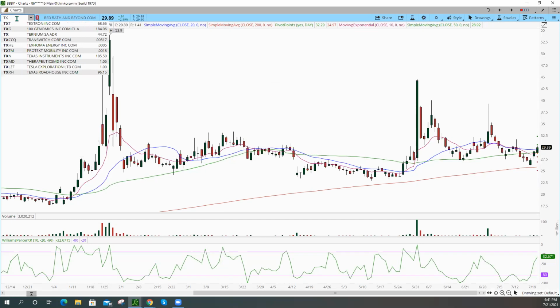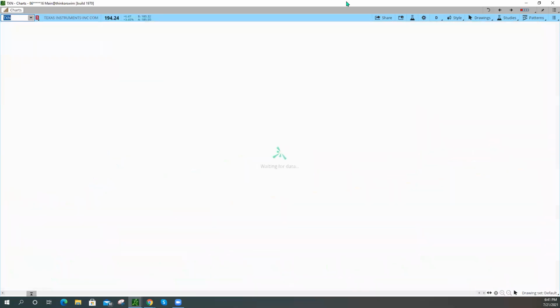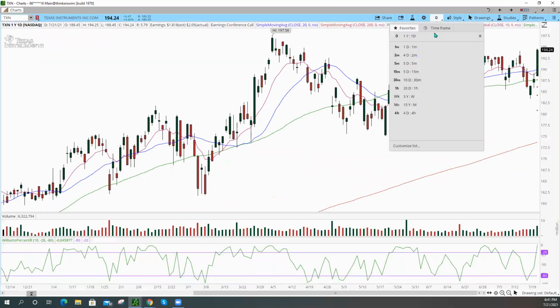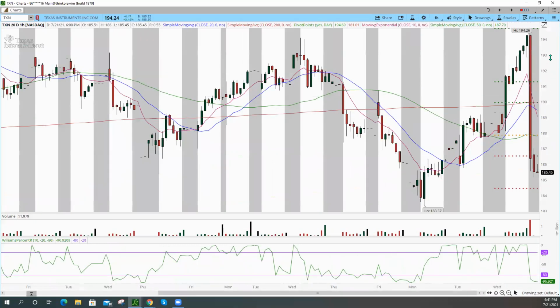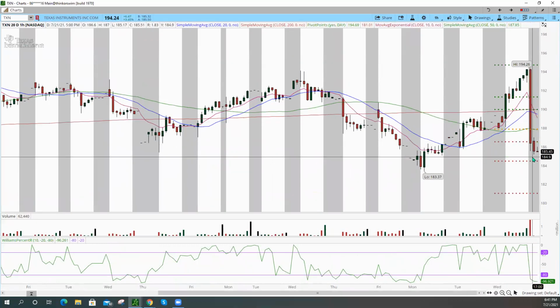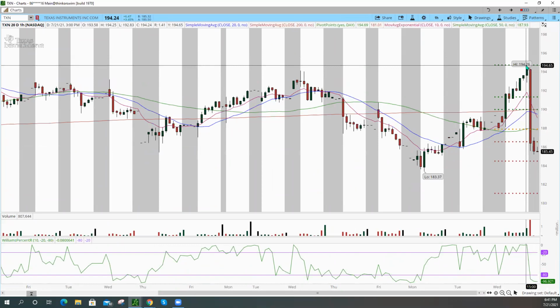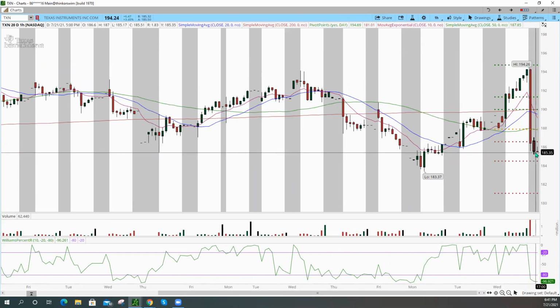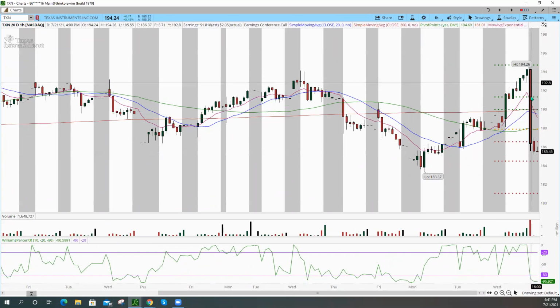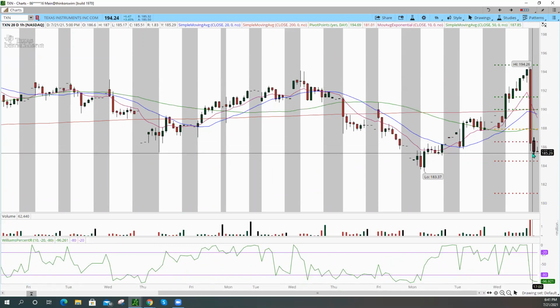Let's take a look at TXN. Okay, so TXN, nice move to the upside. Let's take a look at the 1 hour. It had earnings, like I said. TXN, Texas Instruments, had earnings right after the market closed, and you can see the big dip down, right? These sometimes are buying opportunities, even if they have weak earnings.